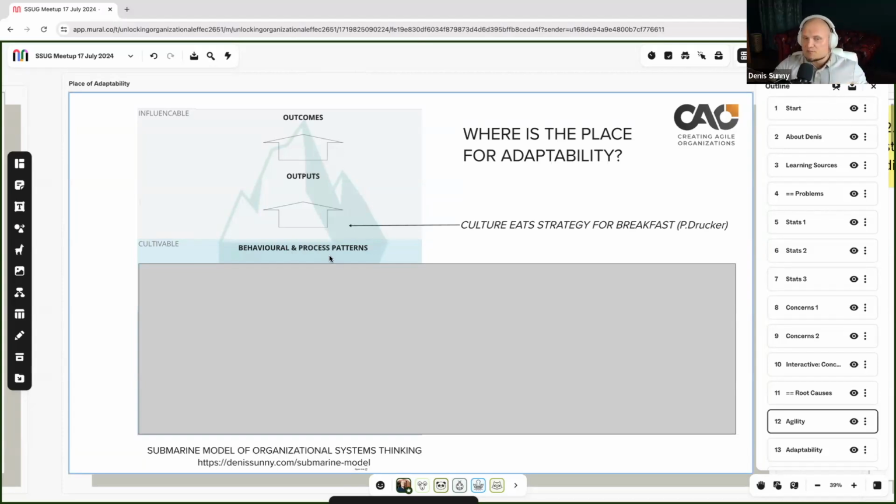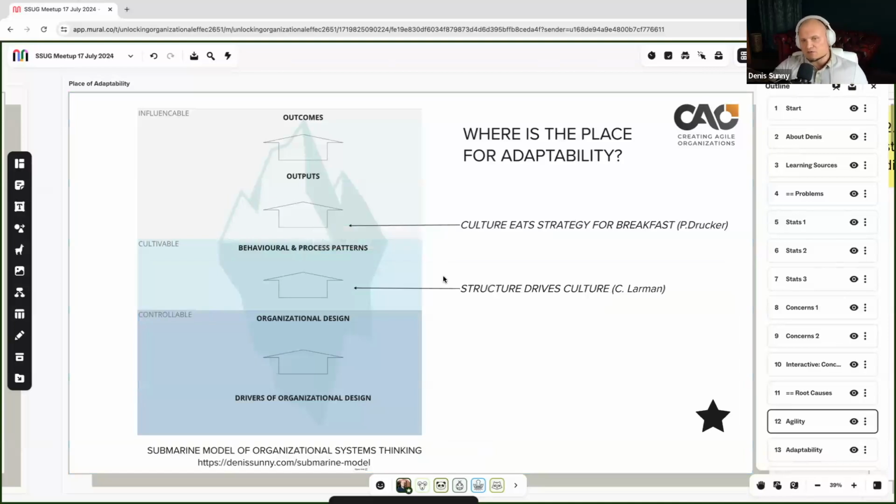On the other hand, behavioral and process patterns. Here is the place for culture, if you want. I believe you have heard this saying by Peter Drucker: culture eats strategy for breakfast. So this is exactly it. From this layer of behavioral and process patterns, you have an impact on the outputs and, respectively, outcomes. But even further down, you will discover that there is something that drives the cultural shift and, respectively, the creation of those behavioral and process patterns. This is the organizational design.